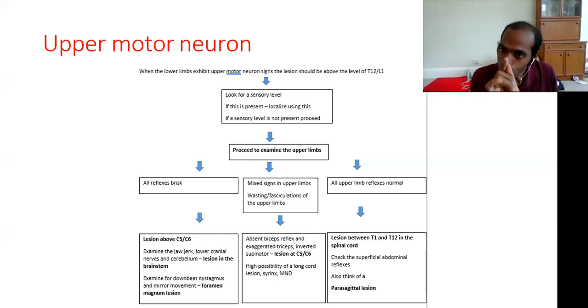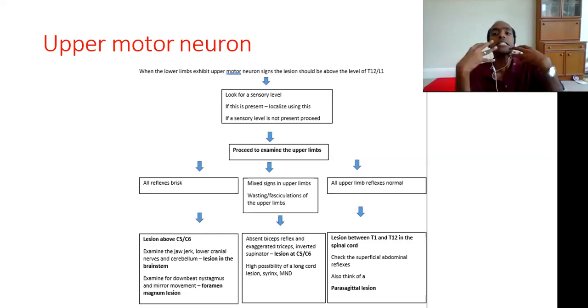Now I'm going to teach you one more little thing. Listen carefully. If the jaw reflex is normal, there is one more place you can pinpoint, and that is a lesion at the foramen magnum. Do you know that? Foramen magnum is where the spinal cord starts. So you do the upper limb reflexes, all are brisk. You go higher and do the jaw reflex, and it is normal. Now you know the lesion has to be between the brainstem and C5.